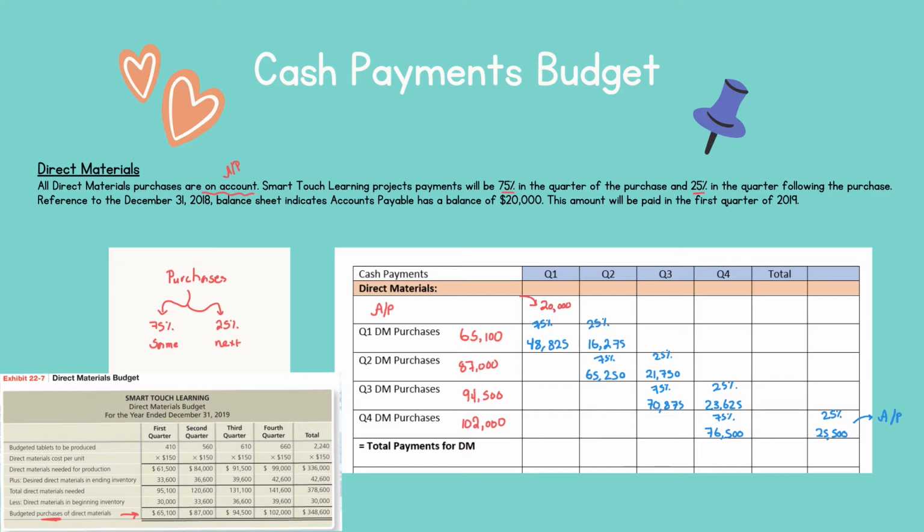So now I need to add them up. Here it's going to be 68,825, 81,525, 92,625, 100,125, and the total will be 343,100. So we are done with direct materials payments.